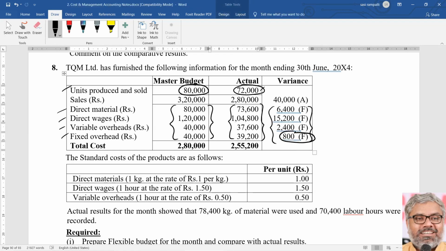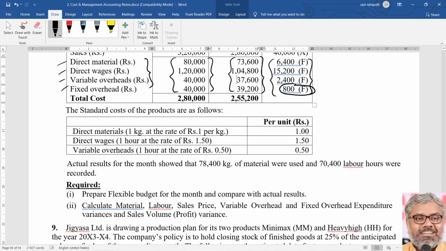Only for that. For all others, it is not correct, because when the level of activity changes, automatically direct material, direct wages, and variable overheads will also change. Accordingly, we have to rewrite this budget for the actual level of activity, and then we can compare with the actual cost. This actual cost is reality. This is all budget. So the budgeted level of activity and the costs attached to it cannot be compared with the actual costs which are related to the actual level of activity. Those are not comparable by themselves. That is why we definitely need to rewrite this budget. That is what we call a flexible budget.